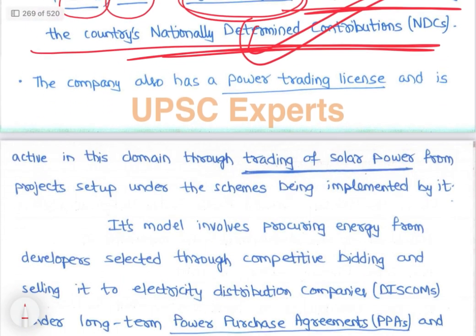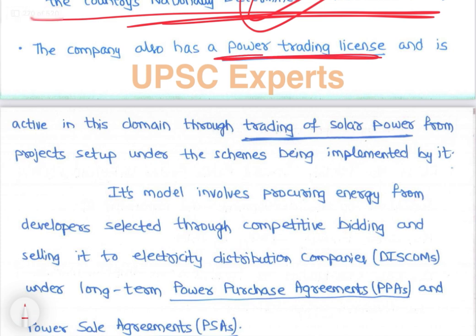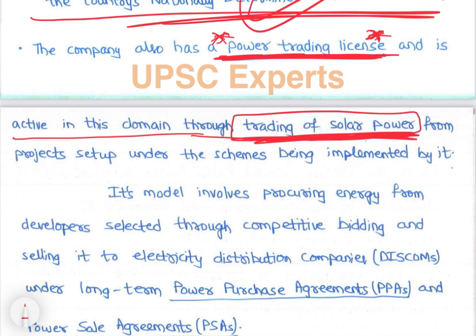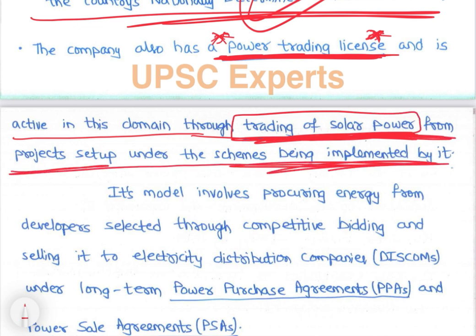Right? Then the company also has a power trading license. So that means this company can trade power. That means it can buy power and sell it to someone, and earn profits from that. So the company has a power trading license and is active in its domain through trading of solar power from projects set up under the schemes being implemented. So basically it can trade solar power.